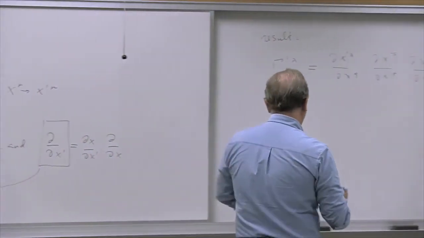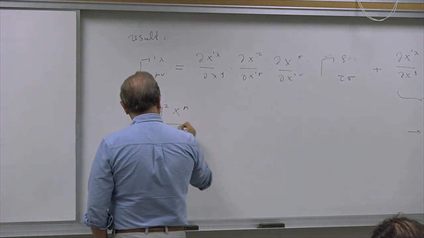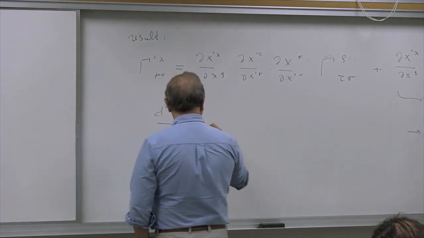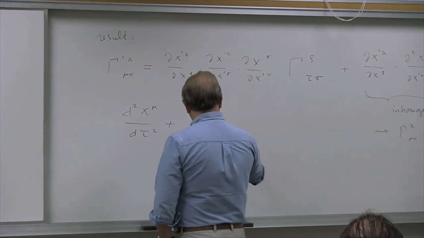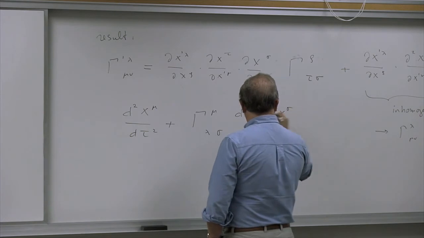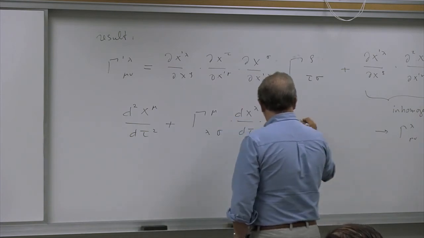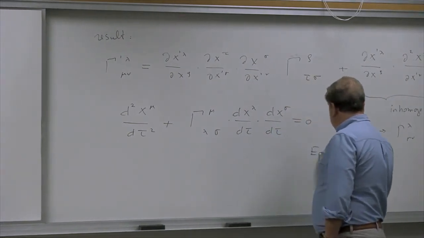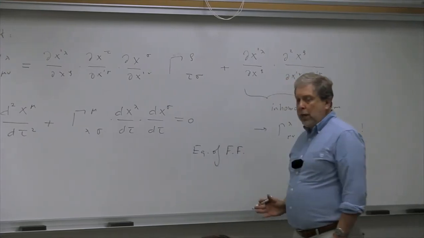Equation of free fall, very good, right? So you have the equation for free fall, which is the second derivative of x^μ with respect to τ squared plus Γ^μ_λσ times dx^λ/dτ times dx^σ/dτ, and that is equal to 0, right? This is the equation of free fall, right? And so what is the worry?